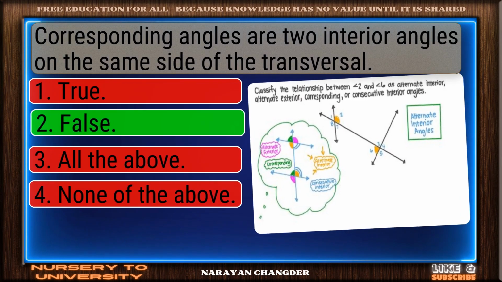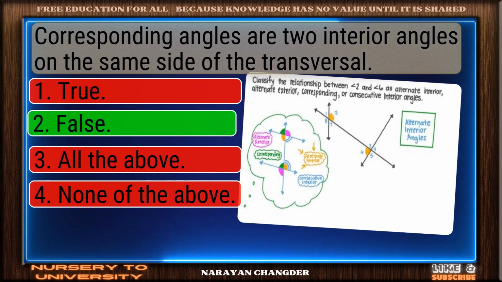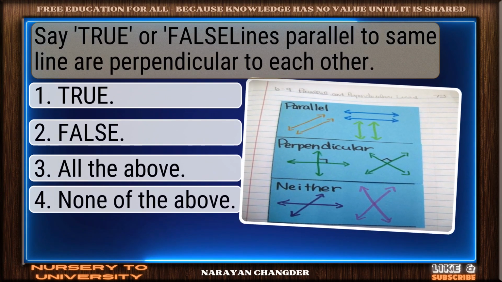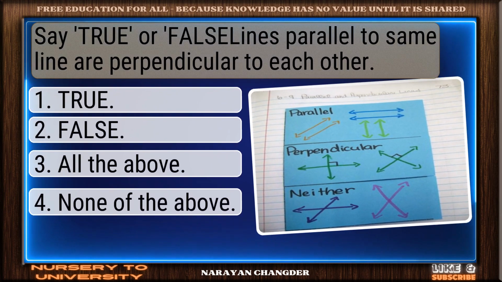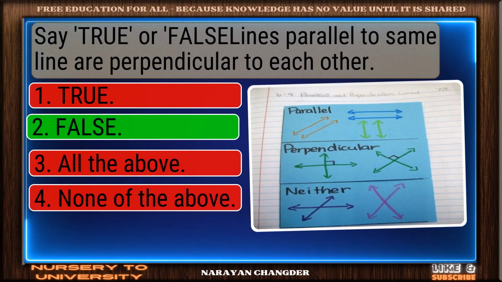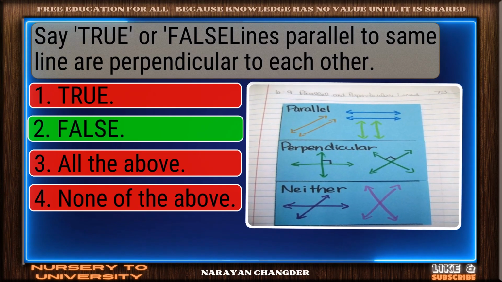Well done. False is the right choice. Question number 60. Say true or false: lines parallel to the same line are perpendicular to each other. You got it? Your choice, false, is right.